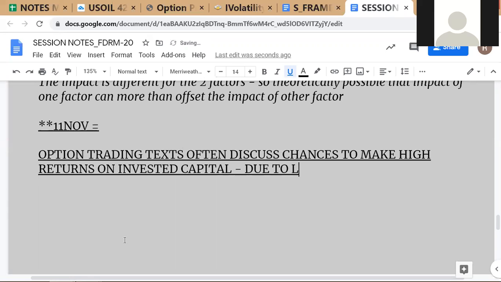Due to low investment in option purchases.